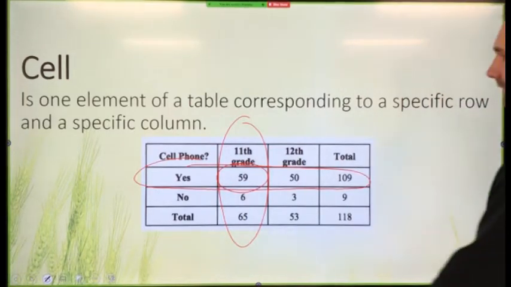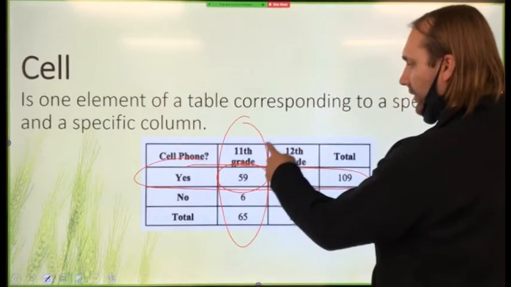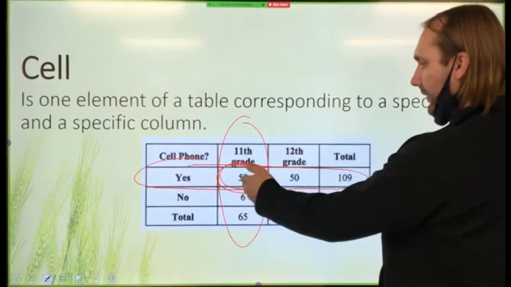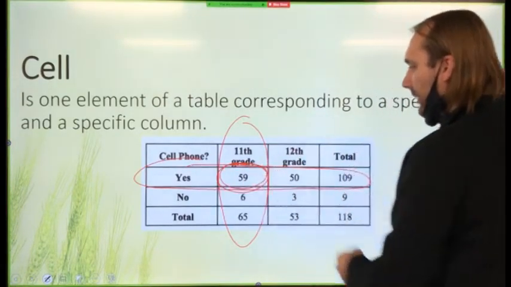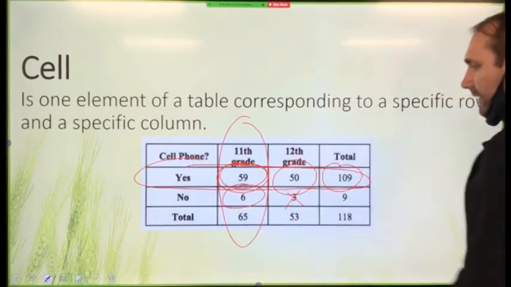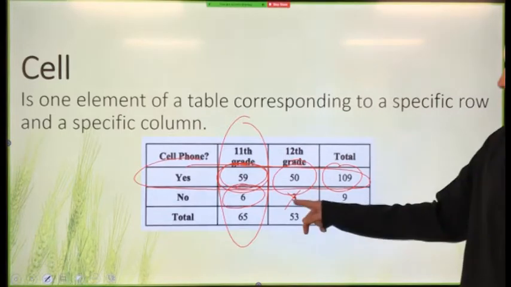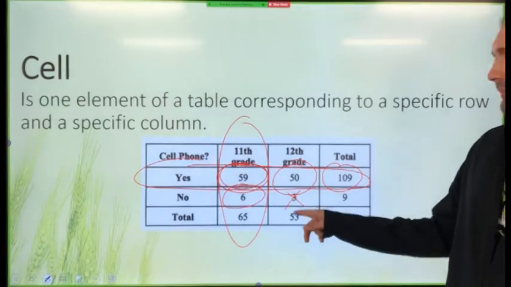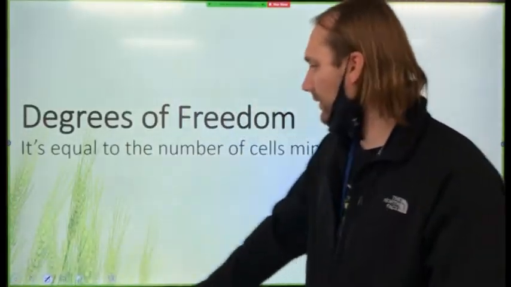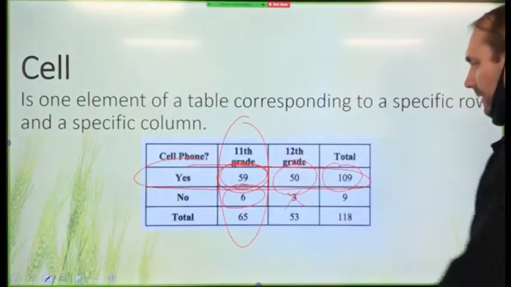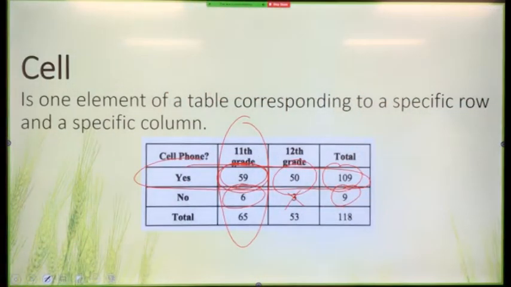So for each of these, I need to make sure I have more than 5. So this will be a nice cell, right? I have more than 5 here for this column and this row. I have more than 5 here, more than 5 here. This barely passes, I need to make sure I get more here. So I may need to run some more samples. This may not pass the expected cell frequency condition. So all of these pass except for the 3. That needs to be greater than 5 in order to pass that condition.